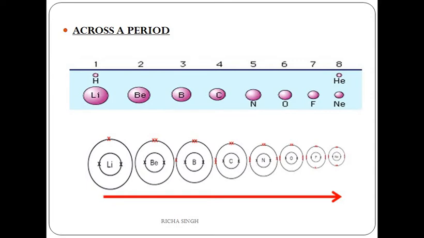So, you know, nuclear charge is due to the number of protons and it increases from left to right, because the number of protons is also increasing in the nucleus. So, what does it do? The electrons experience more attraction, more positive charge in the nucleus. So electrons are attracted towards the nucleus, and as a result, the atomic radii decrease from left to right.